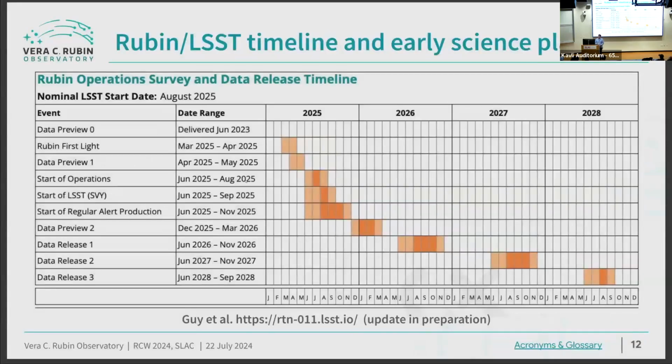So here's the latest, greatest timeline for early science with LSST and Rubin. I won't read it in full detail, but this latest, greatest version will shortly be updated in Rubin Tech Note 011, which is where you should generally check for updates or the latest on the Rubin LSST timeline and schedule.